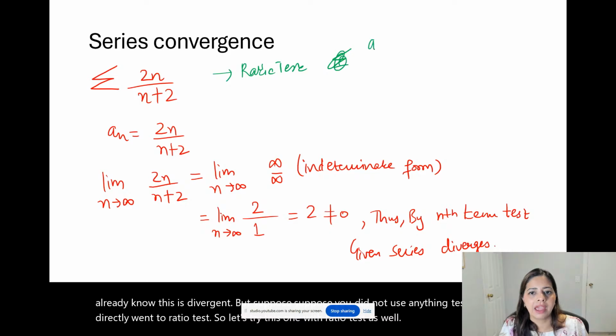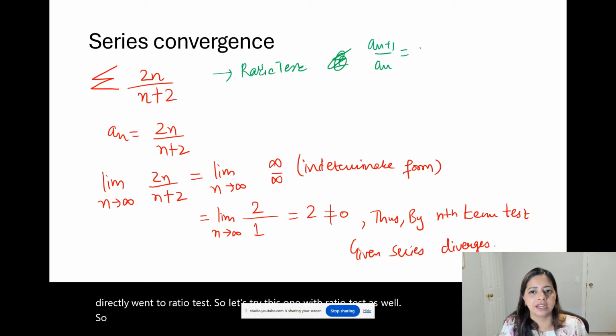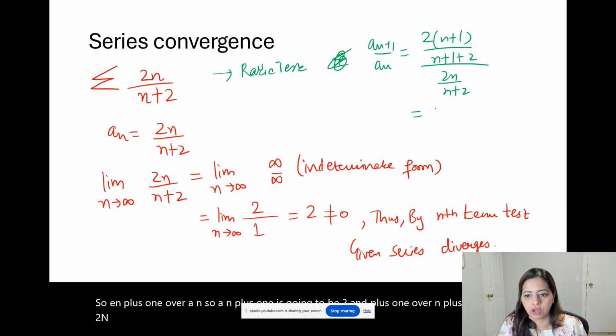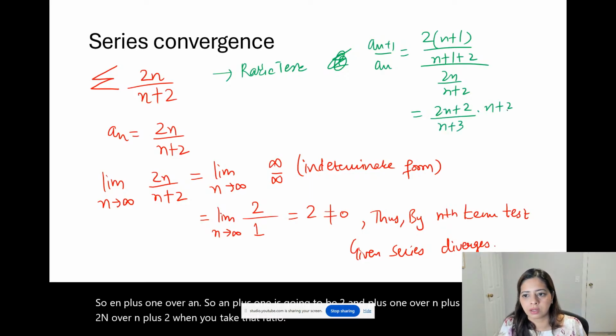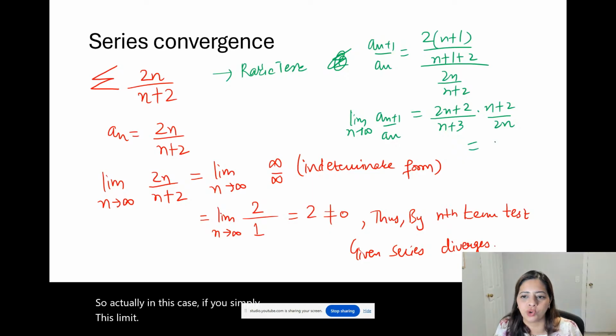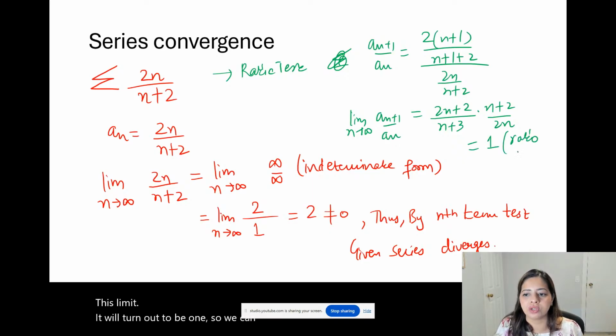So a_{n+1} over a_n. a_{n+1} is going to be (2(n+1)) over ((n+1)+2), and a_n is 2n over (n+2). When you take that ratio, actually in this case, if you simplify this limit, it will turn out to be 1. So we can say the ratio test fails or is inconclusive.